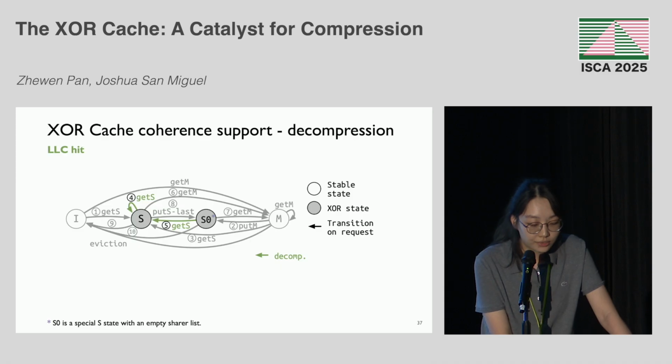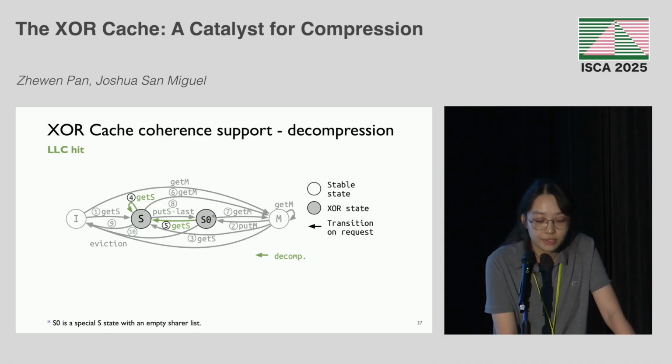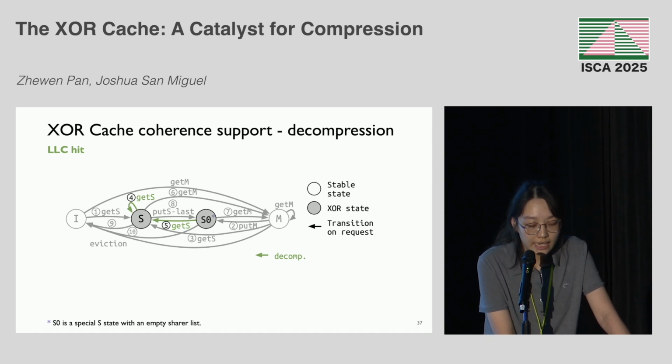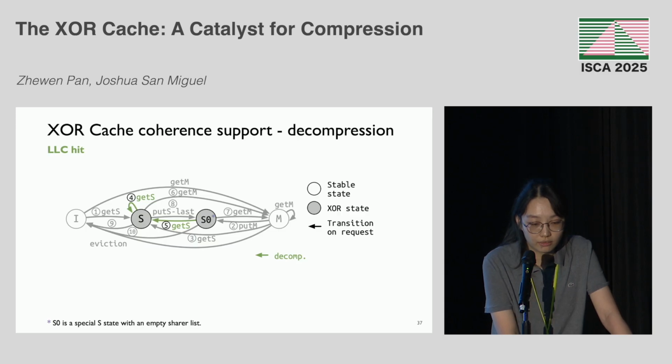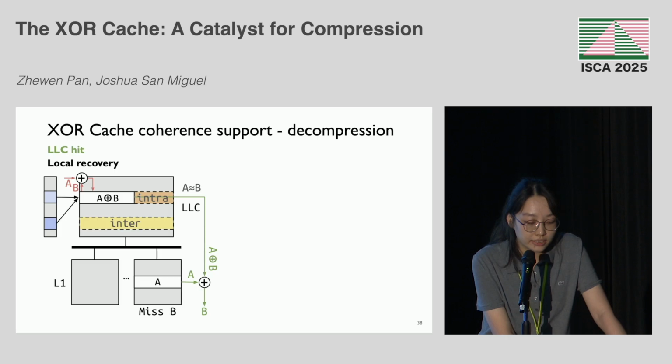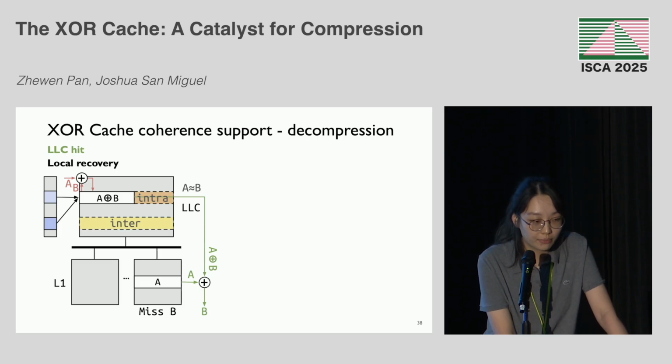Next, when XOR cache services a read request to a XORed line, it needs to decompress it. We highlight the related transitions in green. These are transitions 4 and 5. They are related to servicing getS requests from the XORed states. As we mentioned earlier, we have 3 cases of decompression.